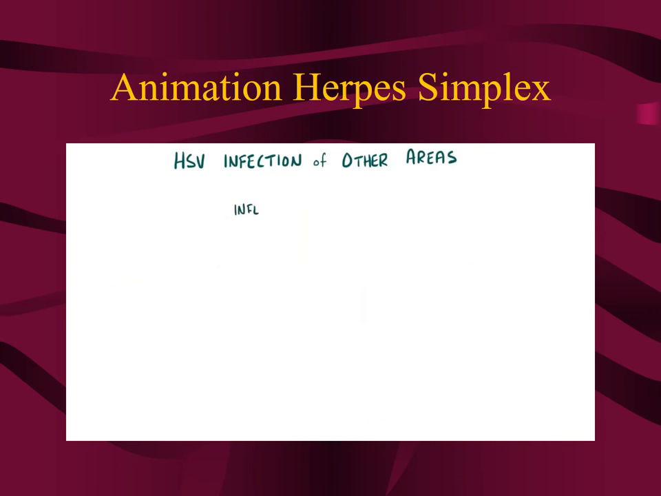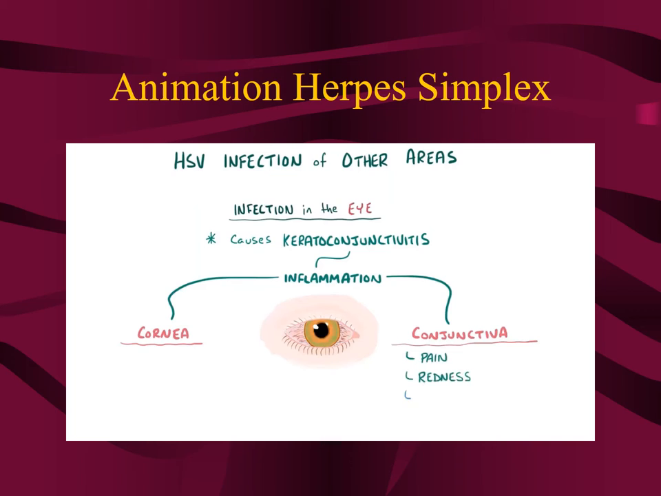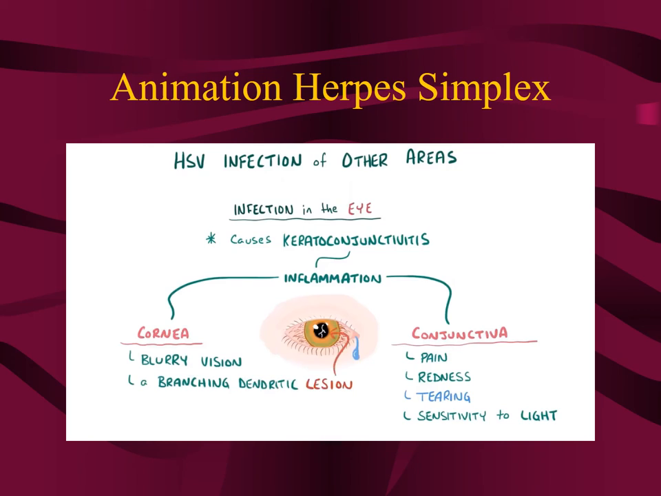HSV can also affect the eye, causing keratoconjunctivitis, which is inflammation of both the cornea and the conjunctiva. In addition to the symptoms of conjunctivitis, which are pain, redness, tearing, and sensitivity to light, there can be some classic signs of corneal involvement, like blurry vision and a branching dendritic lesion, which looks a bit like the tree-like dendrites of a neuron, which happens on the cornea itself. And this pattern is classic for herpes infection.